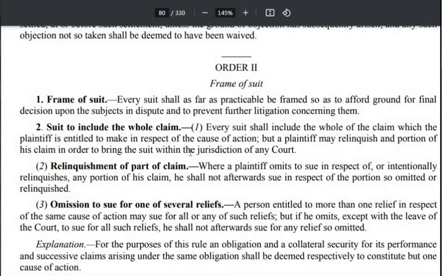So when you file a suit for claiming a particular relief, तो उस particular relief का जो entire claim है that should be claimed by you, and if you relinquished a part of it, then in the subsequent suit that cannot be allowed if you file a suit on the same cause of action. ठीक, is that fine? So that is what broadly Order 2 Rule 2 says.